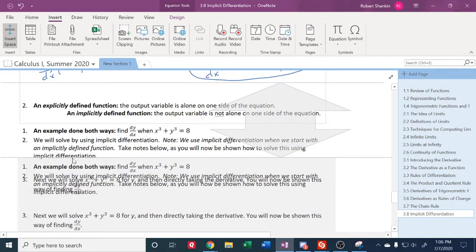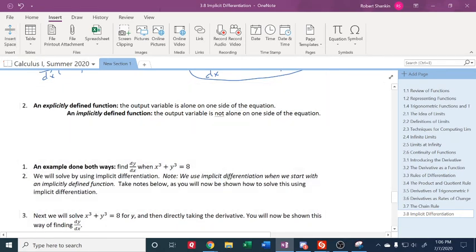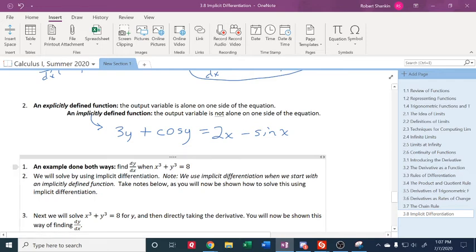And for instance, an implicitly defined function, if I had 3y plus cosine of y equals 2x minus sine of x. To be a function, it just needs to have x's and y's in it. This can be a function.